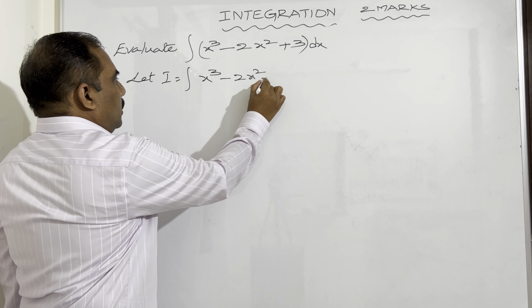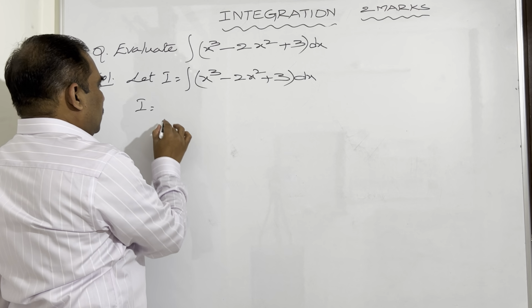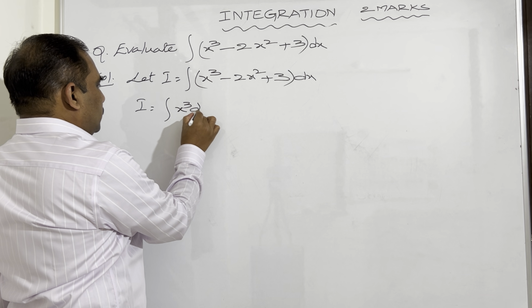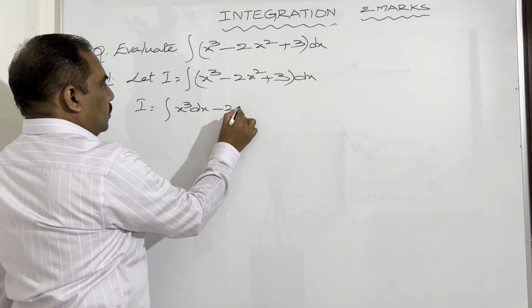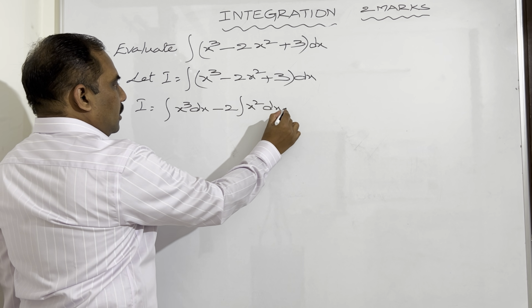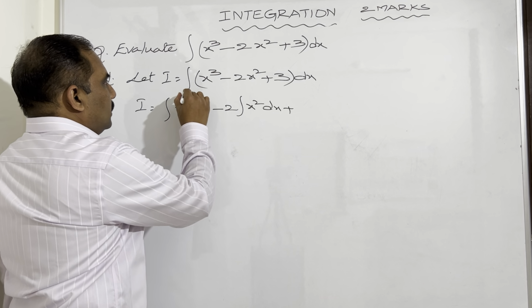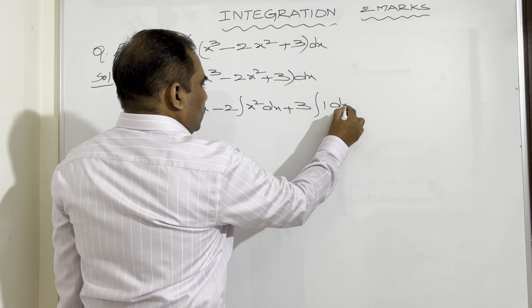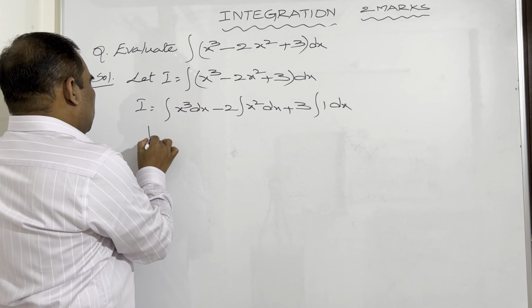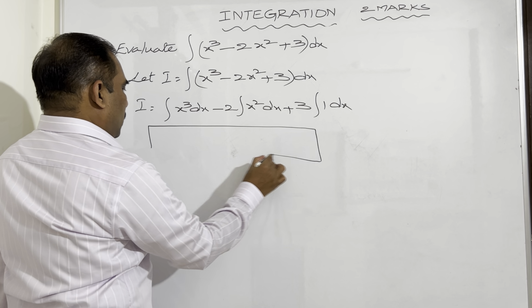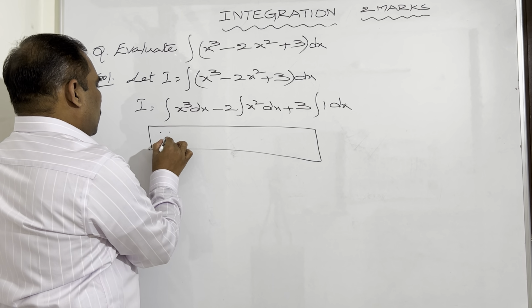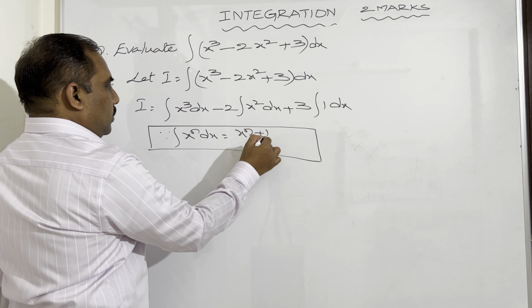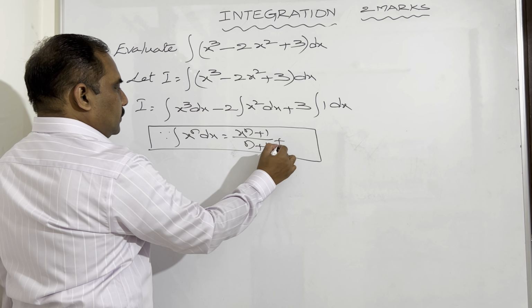So now it can be written as I is equal to, operating the integral for every term, that is integral x cube dx minus 2 into integral x square dx plus 3 into integral 1 dx. This is based on one of the standard formulas, that is integral x power n dx equals x power n plus 1 by n plus 1 plus c.